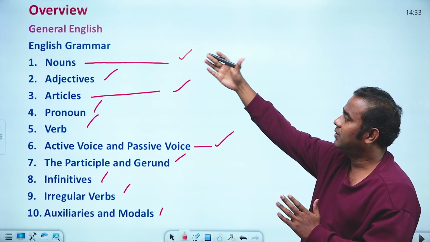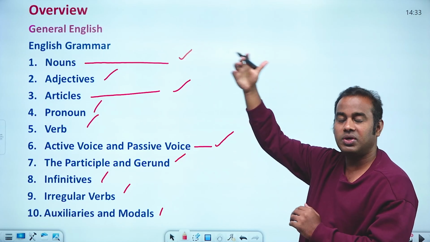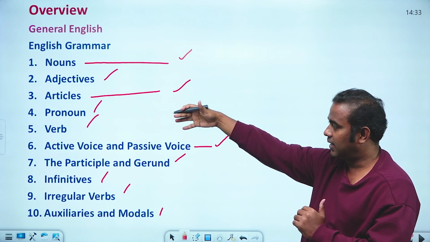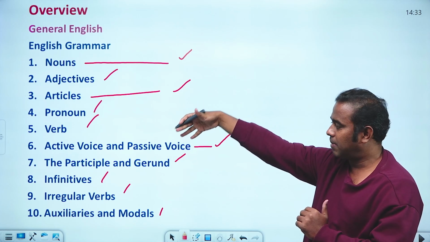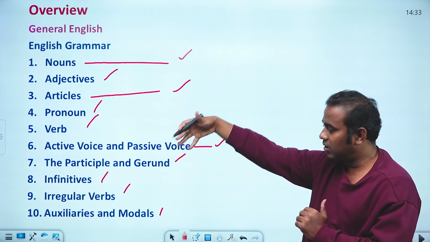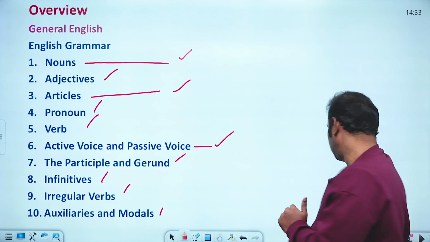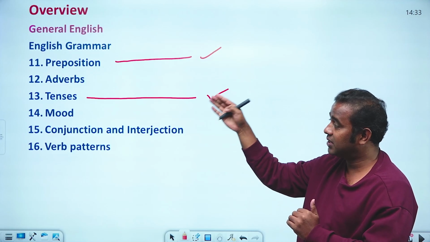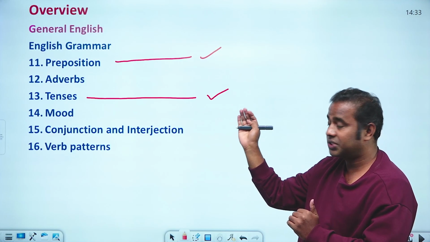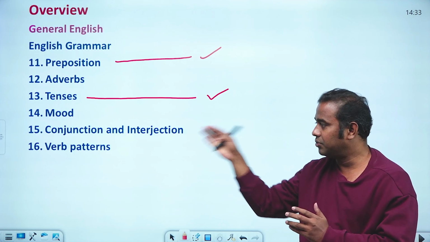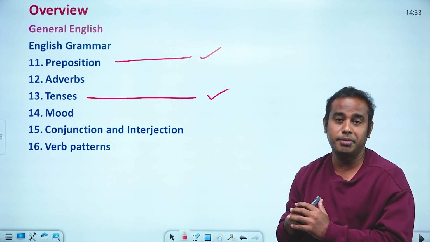The first one is nouns. The second is adjectives, articles, pronouns, then verbs, active voice and passive voice, participle and gerund, infinitives, irregular verbs, auxiliaries and modals. Then you have prepositions, adverbs, tenses, mood, conjunction, interjection. One more thing we are going to explain is the verb pattern.